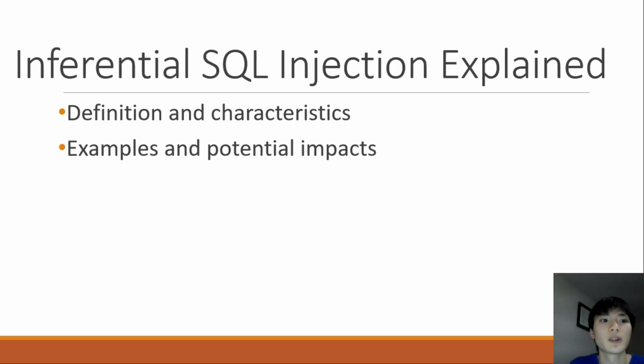And the next type will be inferential, aka blind SQL injection. Inferential SQL injection operates differently from in-band attacks. For this type of SQL injection, the attacker does not receive a direct output from the injected query. Instead, they observe the behavior of the application to infer data.